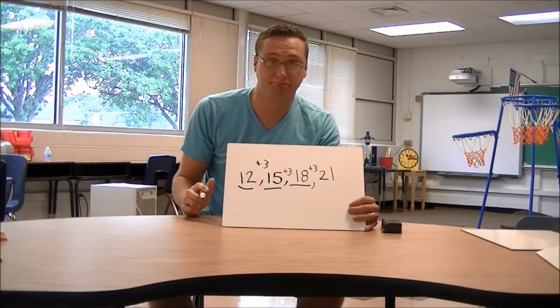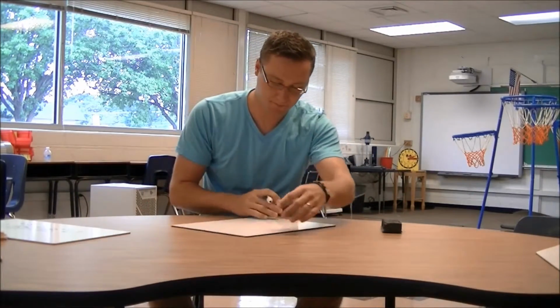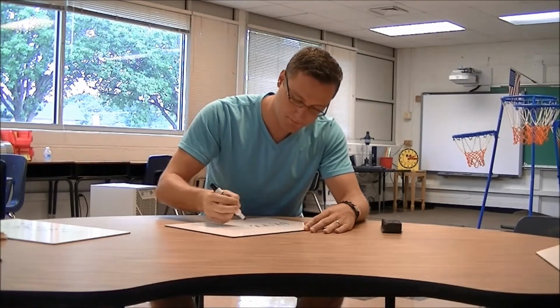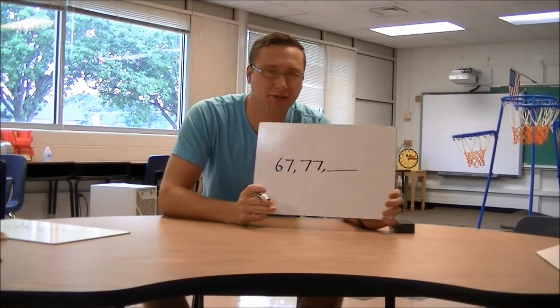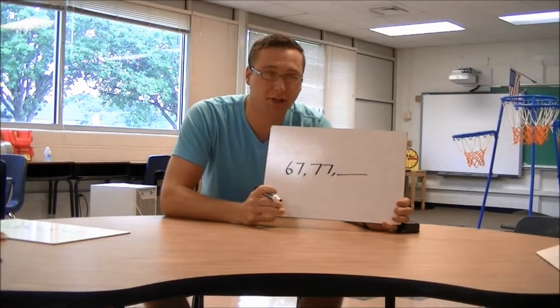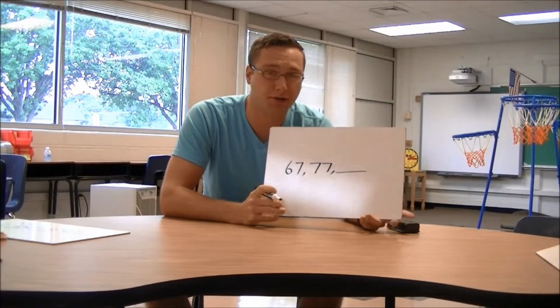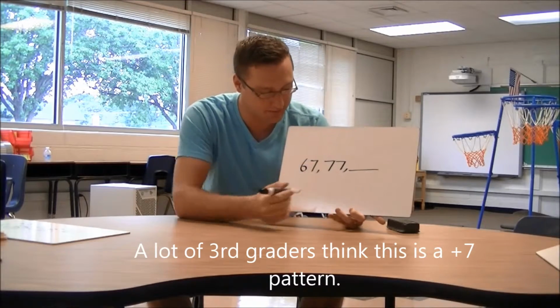Alright. Let's look at one more just to make sure we're getting it. This one's an interesting one and it can trick you guys sometimes as third graders because you're used to seeing a certain skip counting pattern just one way. But this is going to be something that might surprise you when we're done. So this is 67 and 77.